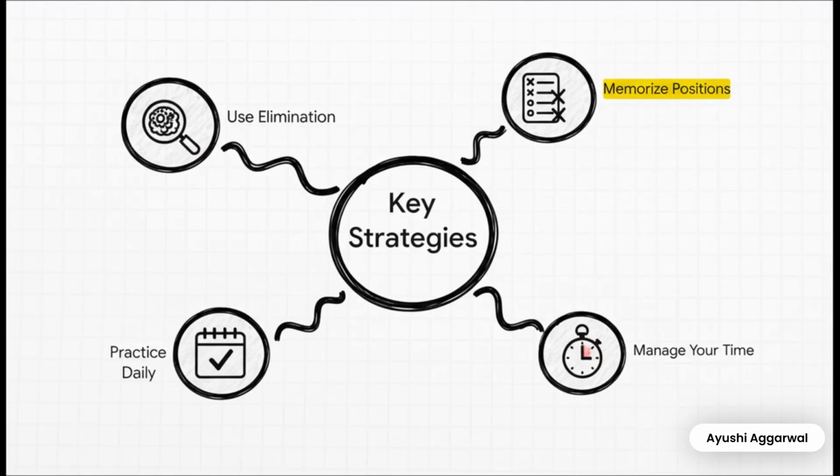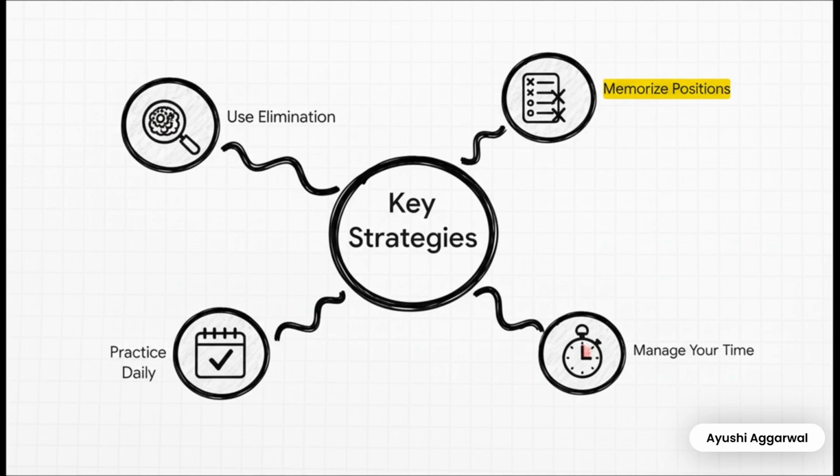First up, use elimination. If you're not sure about an answer, start by ruling out the options that are obviously wrong. This immediately increases your chances of getting it right. Second, memorize positions. I can't stress this enough. A equals 1 to Z equals 26 should be at your fingertips. It saves precious time. Third, find the pattern.